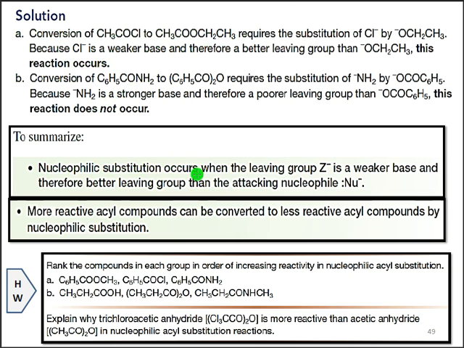Nucleophilic substitution occurs when the leaving group Z- is a weaker base, and therefore a better leaving group, than the attacking nucleophile. More reactive acyl compounds can be converted to less reactive acyl compounds by nucleophilic substitution. These are two important points, and please memorize both of them. And also you have homework here.